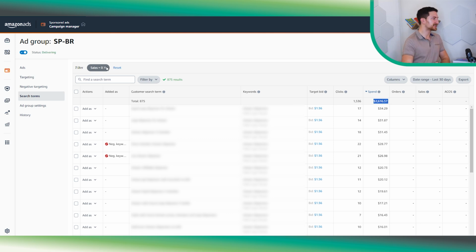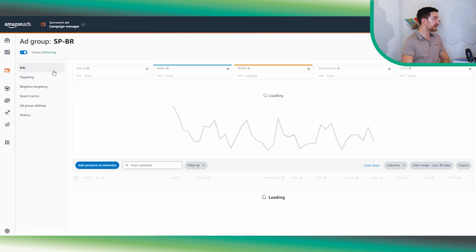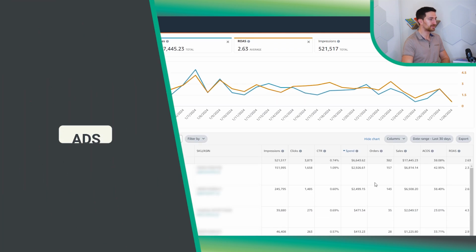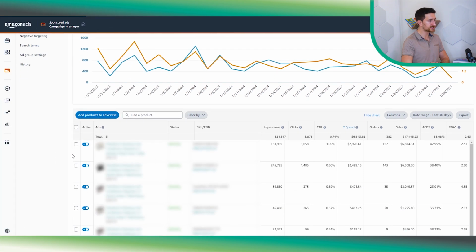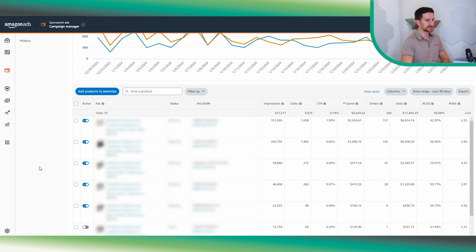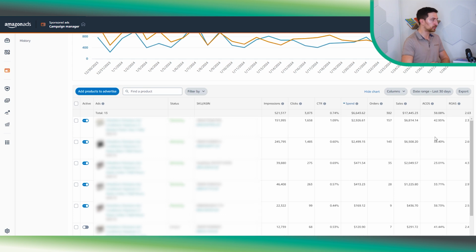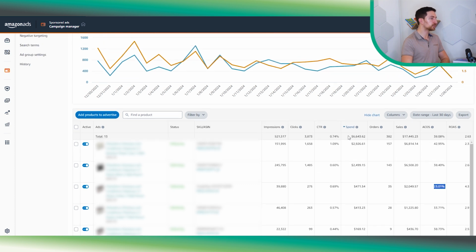Okay, now that we analyzed this, what we'd like to analyze next is the ads. If I go under ads, under my ad group, I can see that we have multiple ads inside, and almost all of them are performing quite well, but this one is outperforming all the others with 23% ACOS. We don't like to stop something that is working. For example, I would not suggest stopping this product because it's selling quite a lot, like 157 orders.